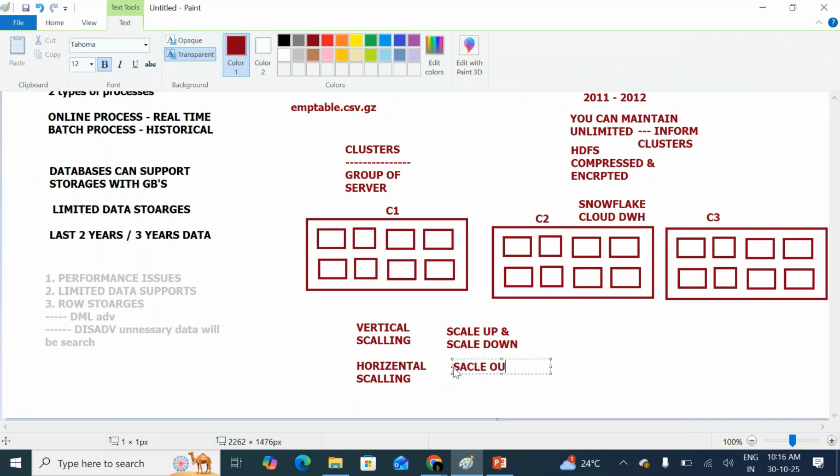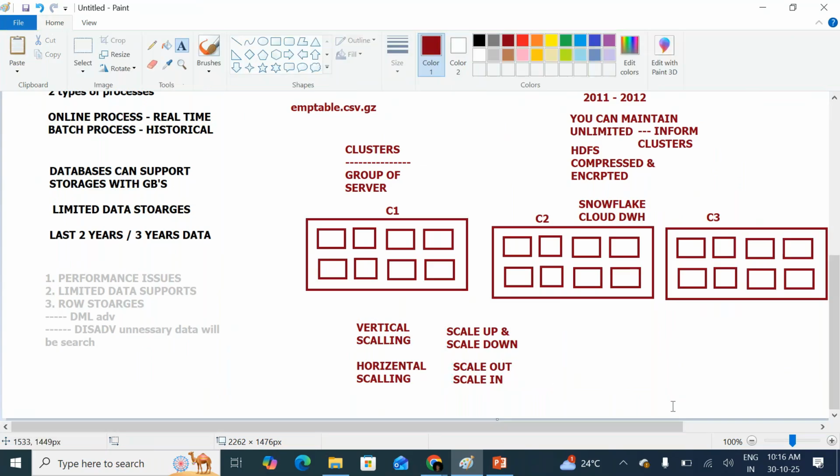Scale out and scale in. Horizontal scaling means within the cluster or within the environment, you are increasing and decreasing the computers. Within one computer, increasing and decreasing the resources is vertical scaling. In the entire database, data warehouse, data analytics, the entire IT industry, this applies. Very important interview question. Very, very important interview question.